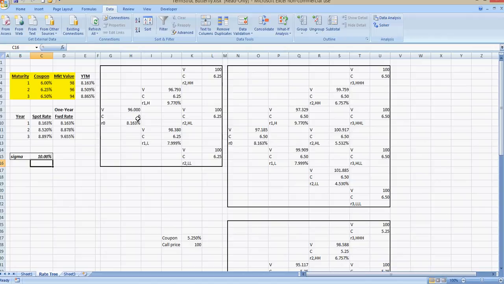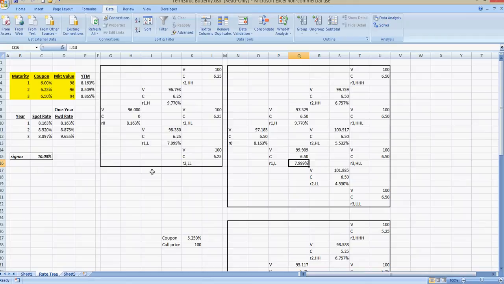So now I know the 1-year spot rate is currently 8.16. I'm saying it will either go up to 9.77 or down to 7.99. So I know that to be true. So I can come over here and say this rate will be 9.77, this rate will be 7.99.